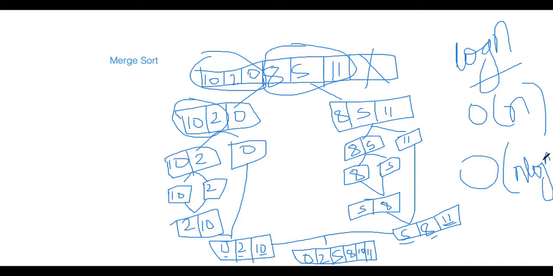Unlike quick sort, it doesn't matter whether the array is sorted or unsorted. We are always breaking from the middle. In quick sort, there was a risk that if the array is sorted, we will not break from the middle. It will only be a single cut. So hence O(n squared).